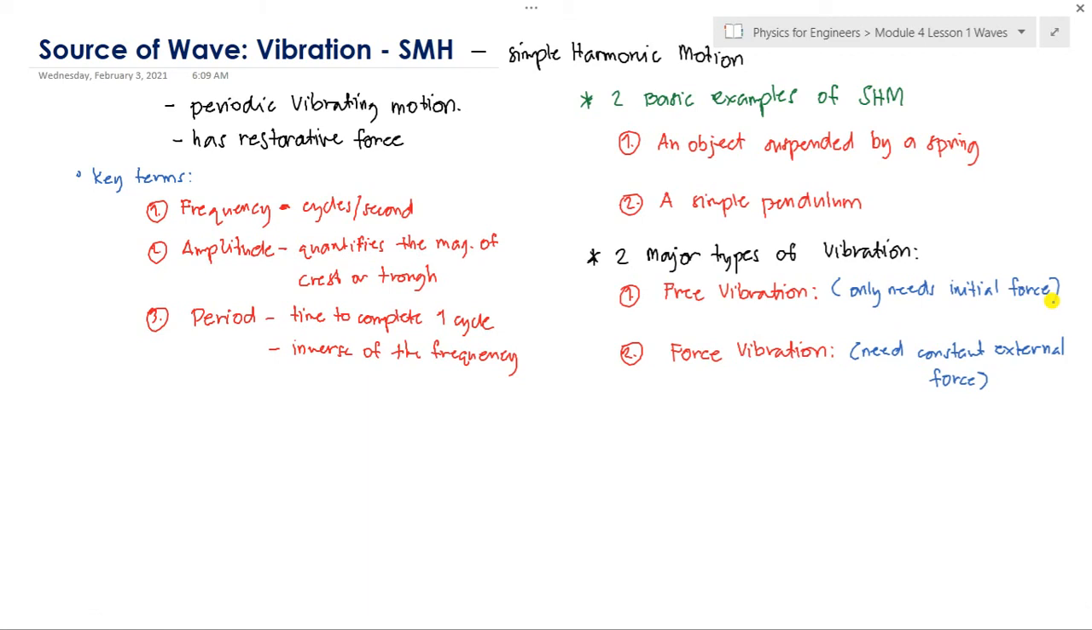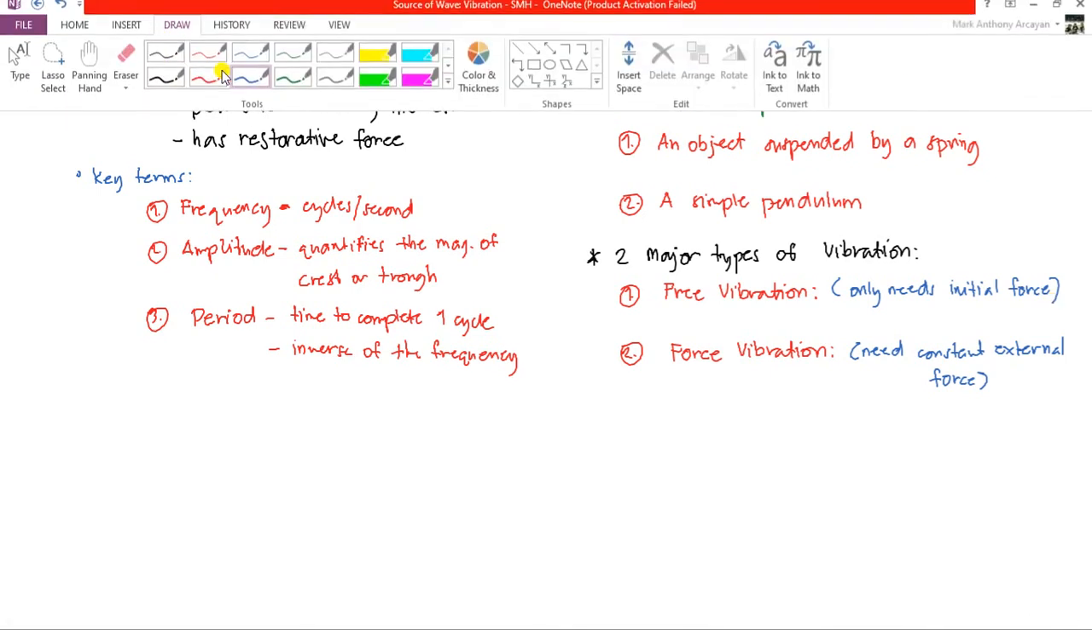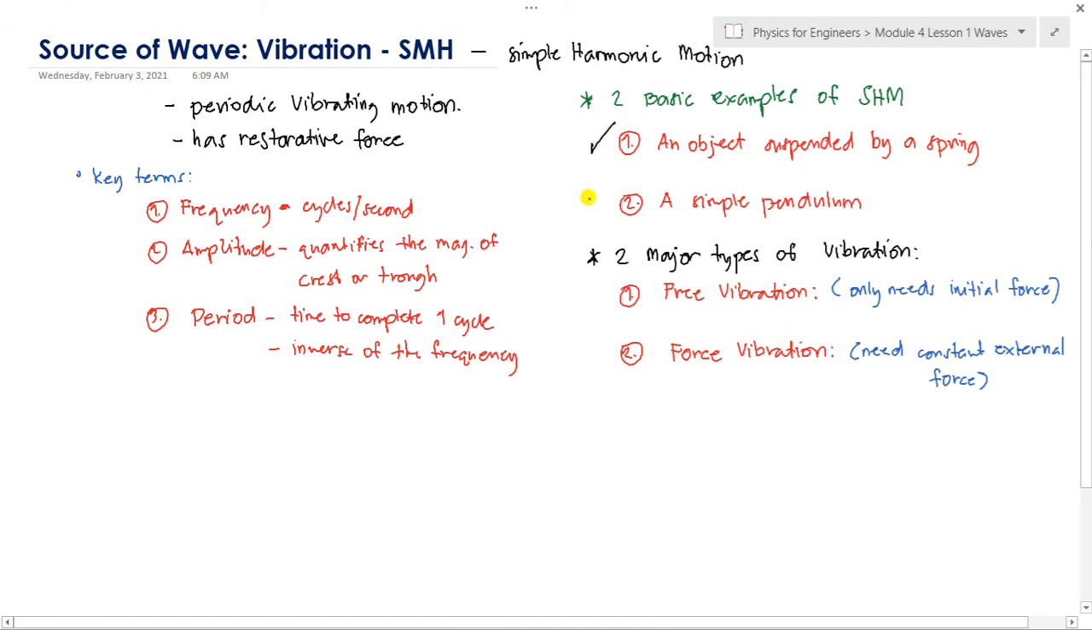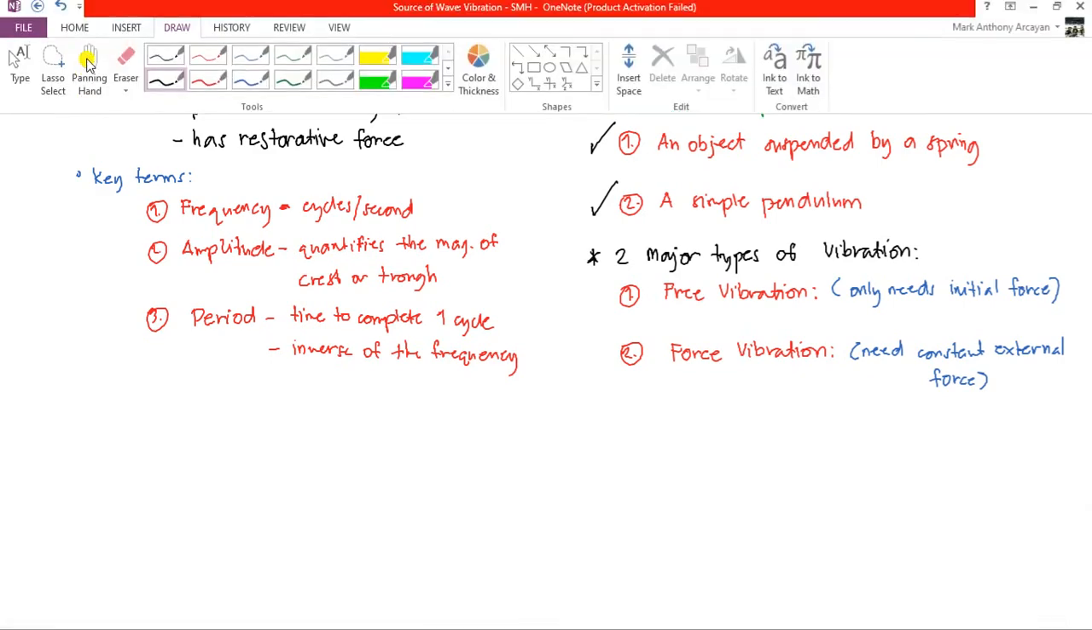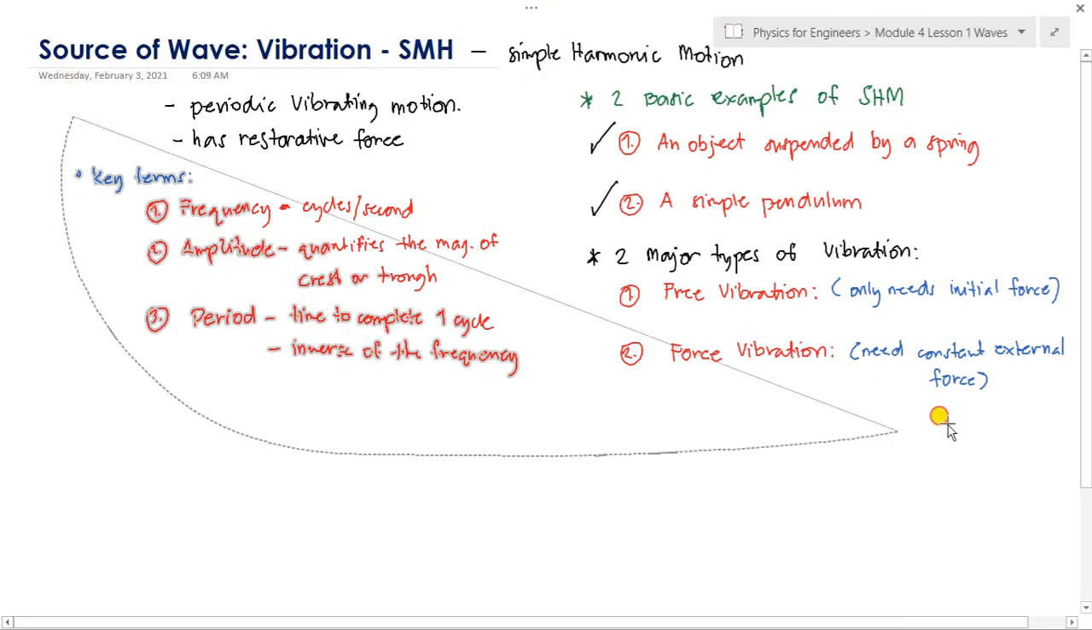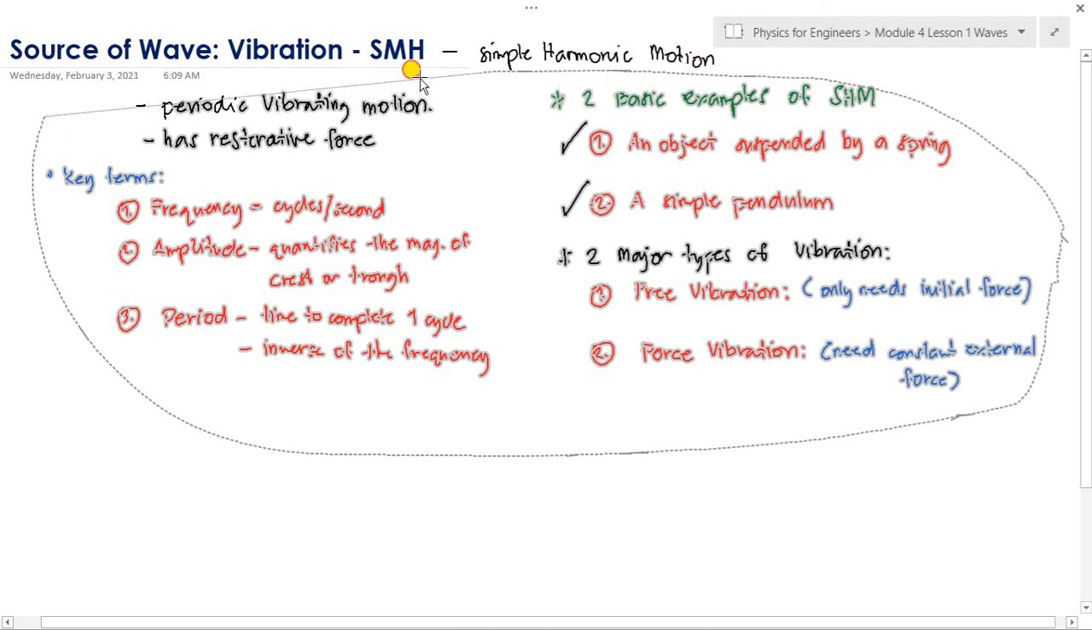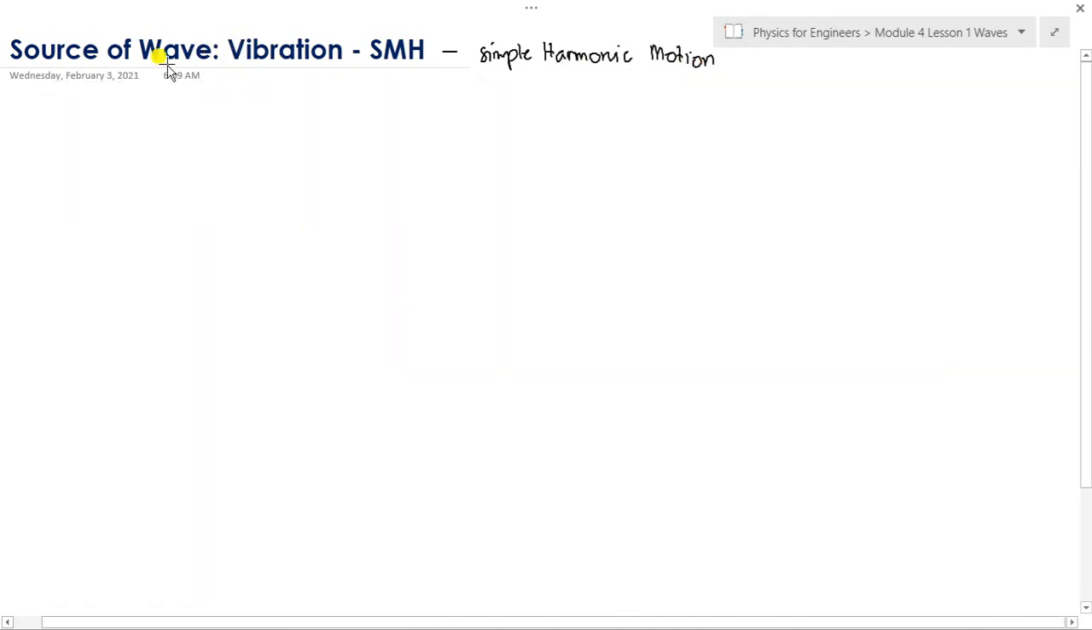Okay? So mao na siya ang mga definitions and principles nga magamit nato pag-analyze of simple harmonic motion. So focus ta ani nga duha ka basic examples sa simple harmonic motion: an object suspended by a spring, then a simple pendulum. Okay, so start ta sa an object suspended by a spring.